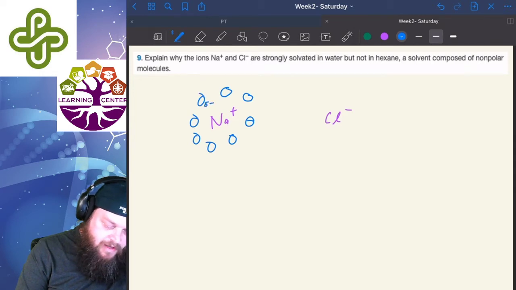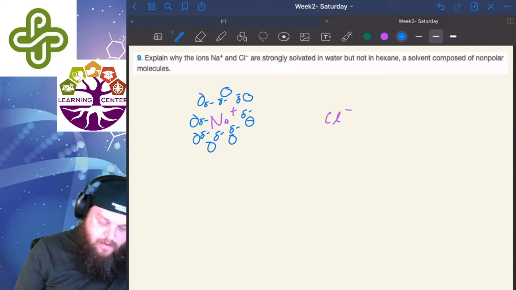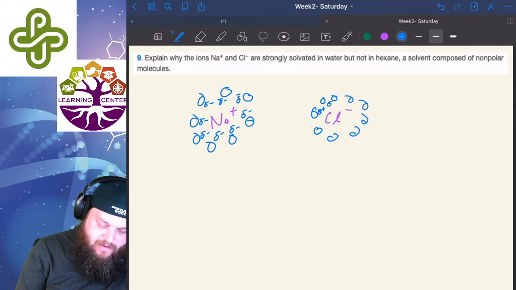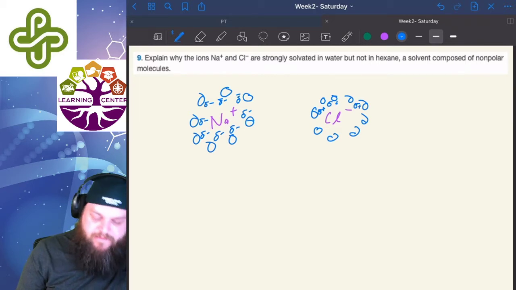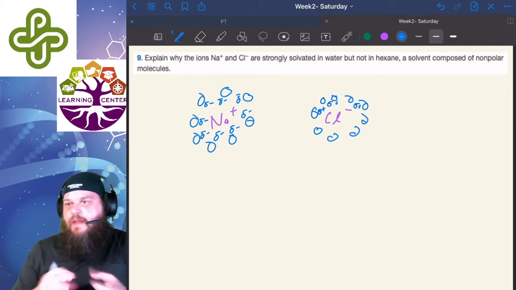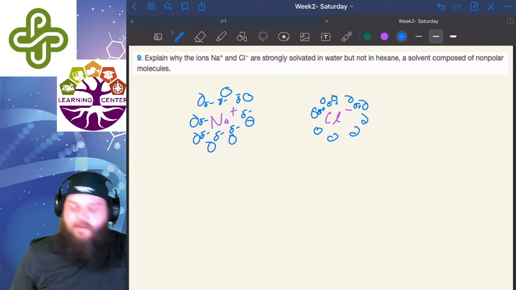with their partial negatives closer to that positively charged ion. Those are each water molecules. Same idea with chloride. It gets surrounded, but now the partial positives, you get the idea, are getting closer to it. And that keeps them from being able to bond back to each other.